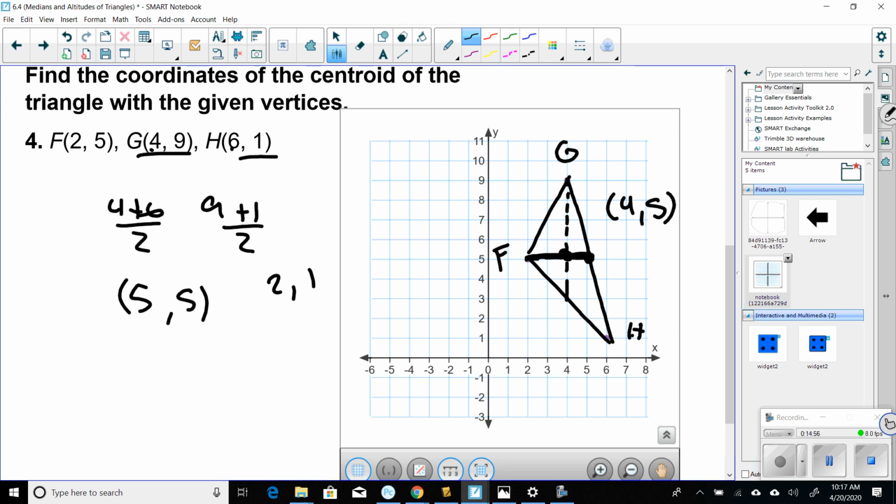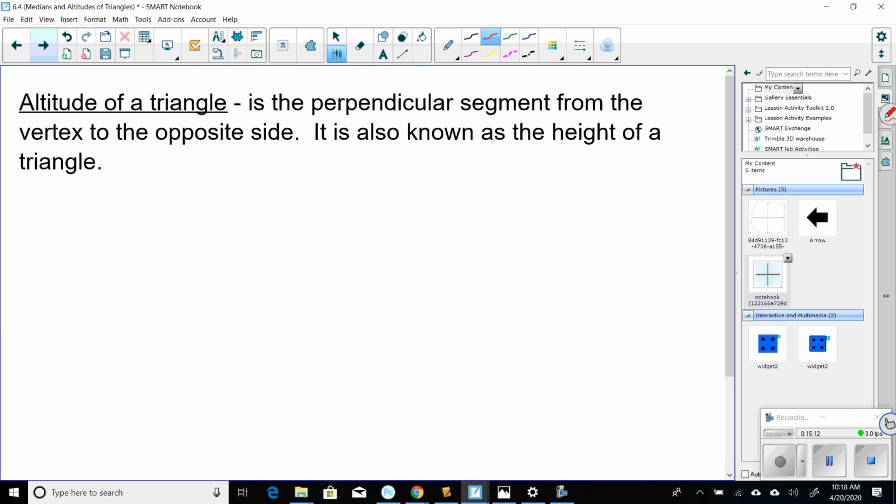Okay, that'd be the coordinates right there of the centroid. So those can be a little bit tricky, but always try to find the midpoint of one of the sides. If it's either a horizontal line or a vertical line, that makes it really easy because you can divide it into the 2/3 and 1/3 pieces pretty easily.